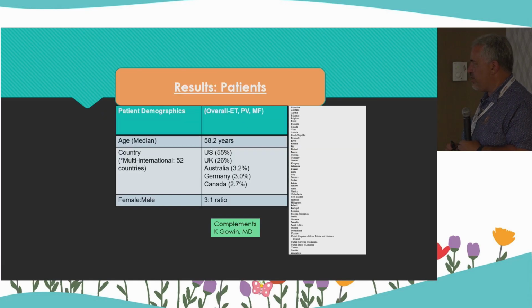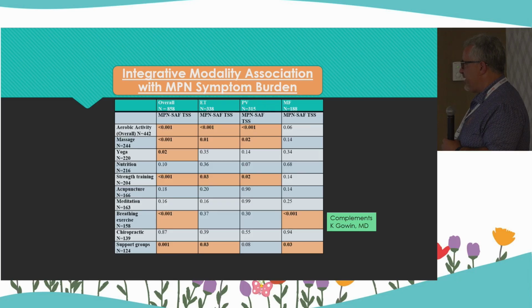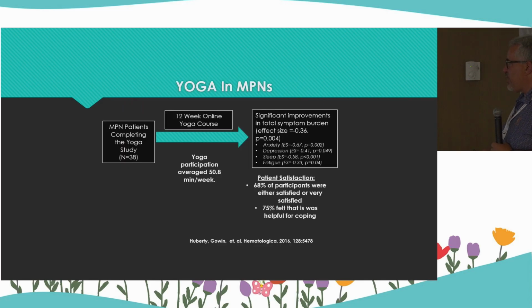This was a study looking at different complementary ways that MPN patients were trying to impact their disease. In this particular study, there were patients from 52 different countries. And in this group, we saw that exercise, massage, yoga, strength training, breathing exercises, and support groups all having an impact. All things that, well, what else can I do other than adjust the dose of my medications? Yeah, that can help, but it has a finite capacity to help with that.